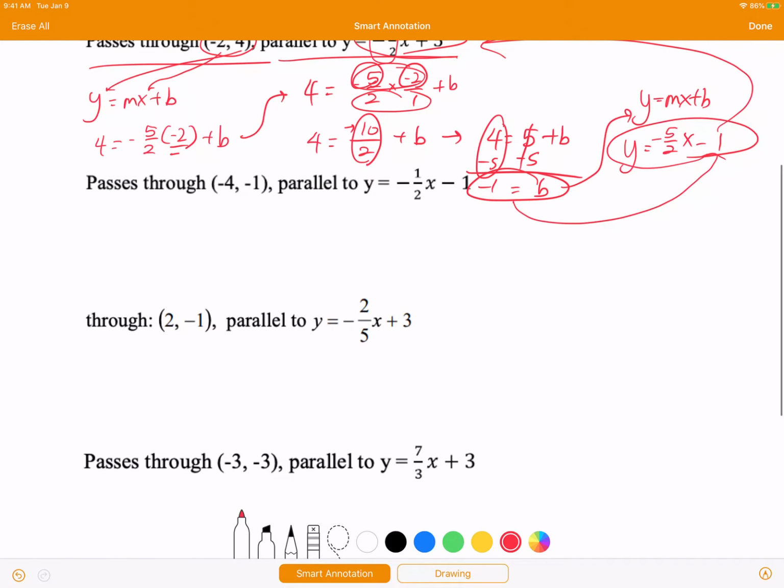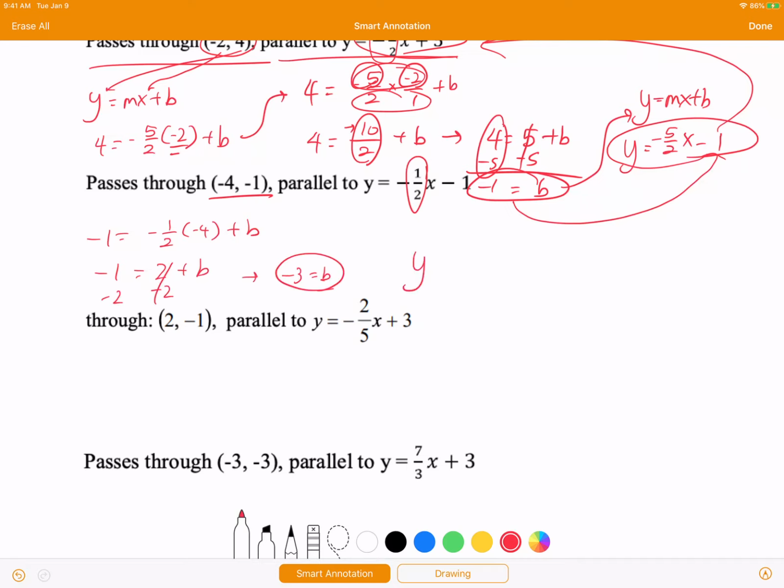All right, next question. Slope, the point. Negative 1 is equal to negative 1 half times negative 4 plus b. I'm going to go over it just a little bit quicker because I hope that you guys have all finished this. Subtract 2 on both ends of the equation. I get negative 3 is equal to b. So my final equation is y equals negative 1 half x minus 3 for my equation.